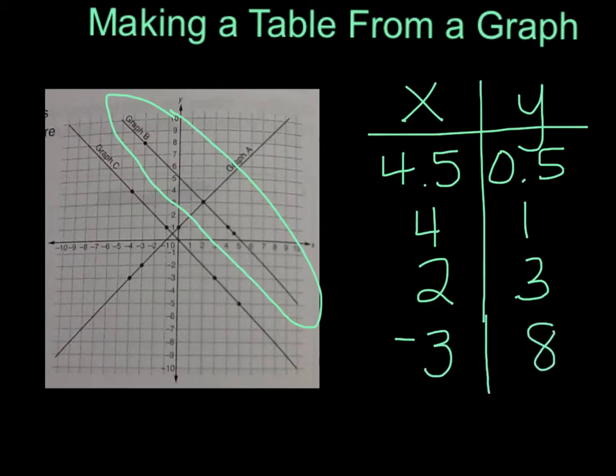Now I have to figure out what the rule is for taking x and finding y. After careful consideration, I notice that the sum of the x and the y columns is 5. 4.5 plus 0.5 is 5. 4 plus 1 is also 5. 2 plus 3 is 5. And -3 plus +8 is 5. Using this information, I find that my rule is x plus y equals 5.